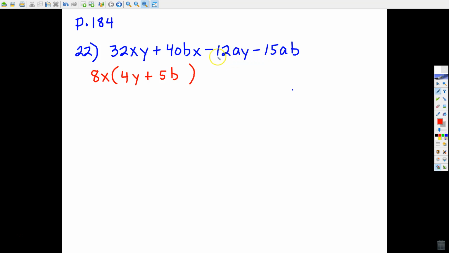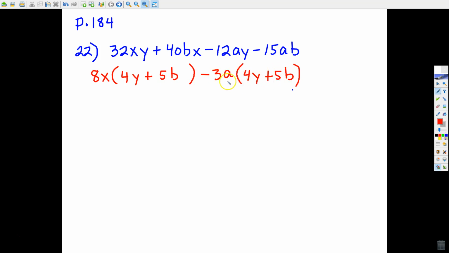And I'm hoping that you could tell that the number would be -3. That's our GCF for -12 and -15. And then they have a common variable a. Well, something interesting happens when we factor out -3a from the second two terms. Lo and behold, we get the same two terms in the parentheses.